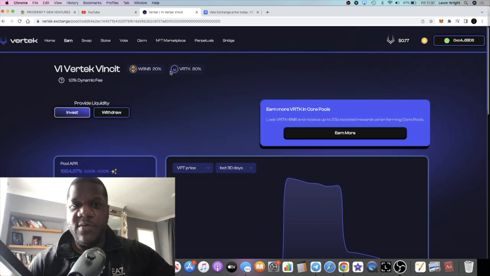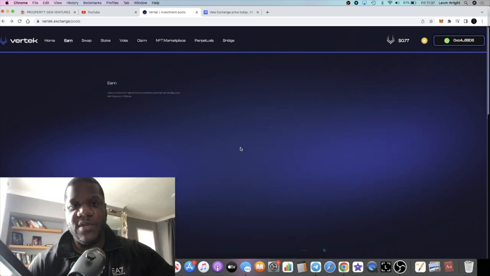Of course, when you pair up these tokens, because it's LP staking, it basically splits them up into these percentage ratios. So if you put $100 in, it's going to split it up into $20 worth of wrapped BNB and $80 of Vertek, and you'll begin to earn your rewards on those tokens.